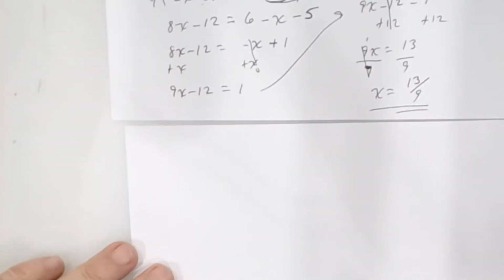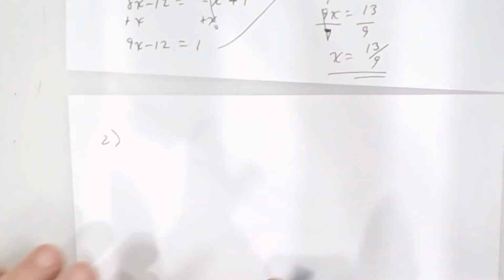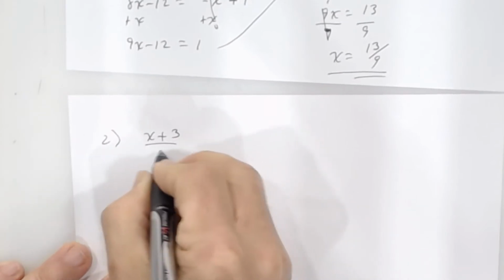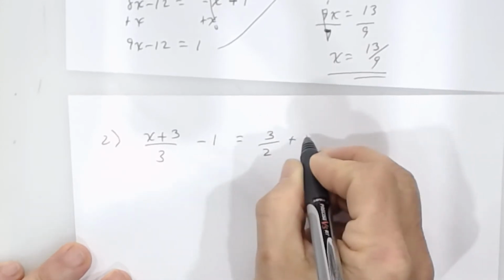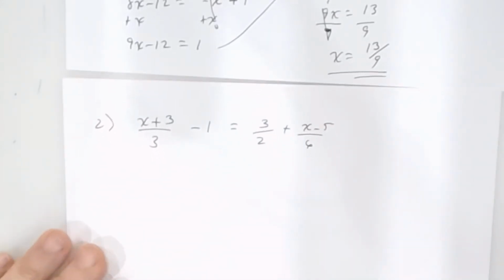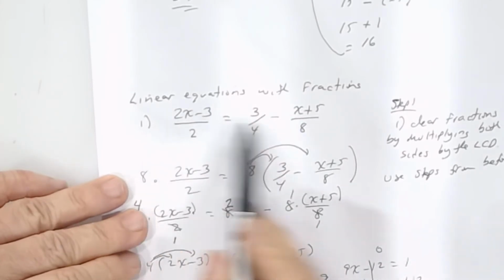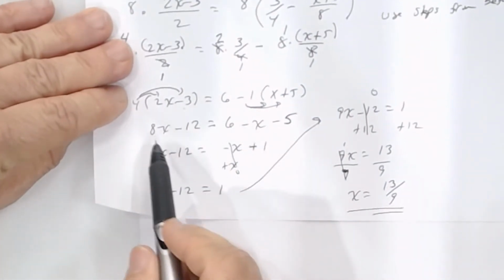All right. So let's do one more with fractions in it. So there's number 2. All right, x plus 3 divided by 3, minus 1 equal 3 halves plus x minus 5 divided by 6. Is this a linear equation? Yes, because the variables have what exponent? 1. Does it matter that there are numbers in the denominator? No, it's still linear. So notice when we looked at the original, see how these are all equivalent, so these are linear?